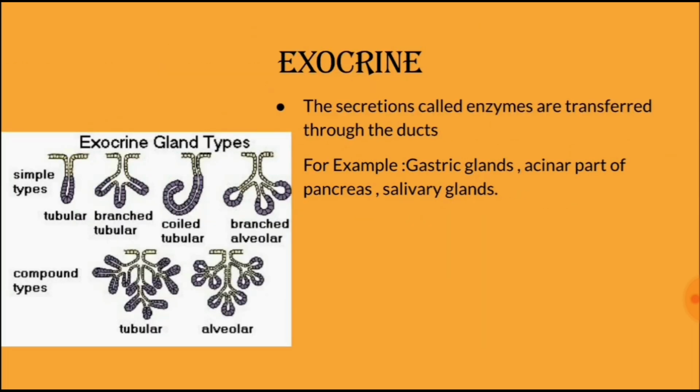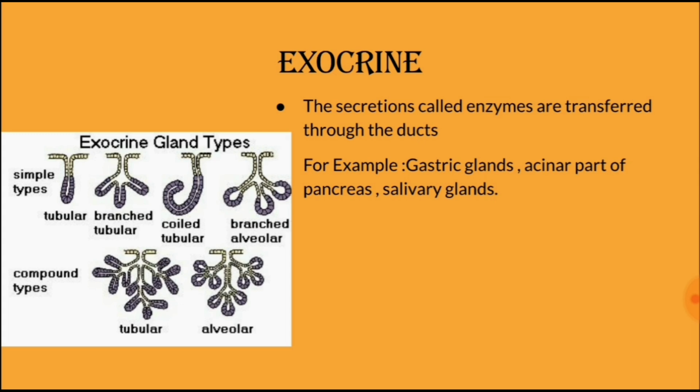Moving to the exocrine glands. As I told, these exocrine glands are not directly released but through the ducts. So these secretions are usually termed as enzymes which are transferred through the ducts. So these enzymes, for example, like gastric glands which secrete gastric juice or the HCl mixture, and you have acinar part of pancreas which secretes pancreatic juices, and salivary glands which secrete saliva.